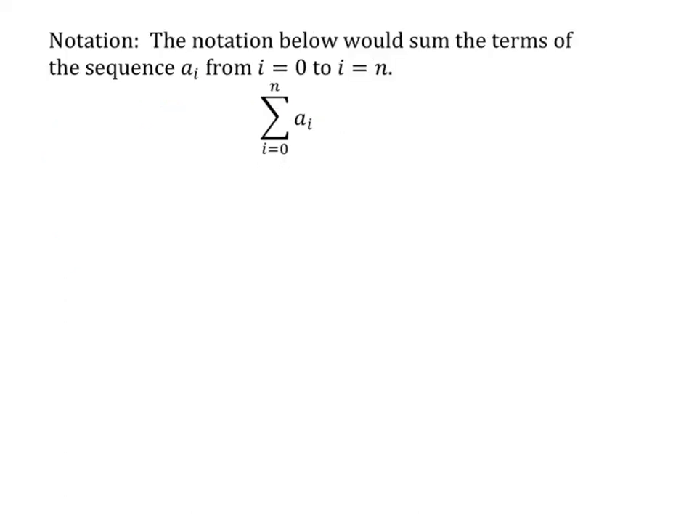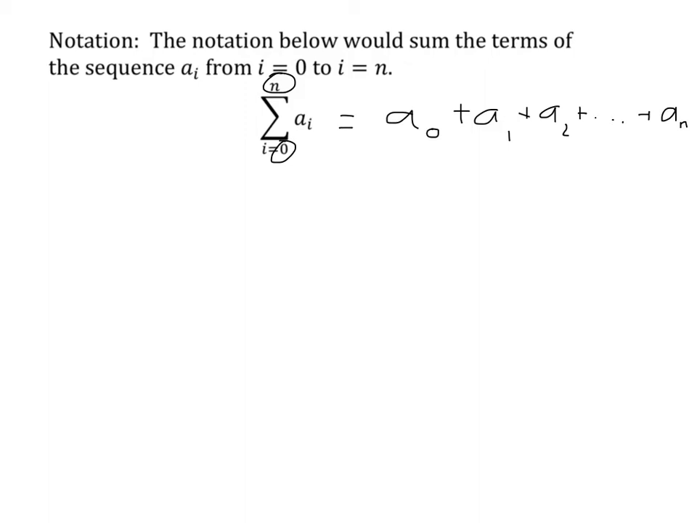There's a notation that we use to go along with series, and the notation is written below, right? This will sum the terms of the sequence a sub i from 0 up to n. So this notation means take a sub 0, plus a sub 1, plus a sub 2, and keep doing that until you get to whatever number's up here, a sub n. Right? So that's what that notation means.